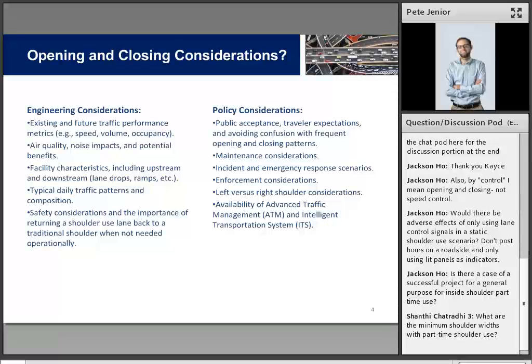Just as important as the engineering considerations are the policy considerations. The public and stakeholders need to accept part-time shoulder use. Facilities have a need for maintenance, incidents, emergency response. Law enforcement needs a way to conduct enforcement and also understand what the status of the shoulder is. All these things contribute to decisions as to whether or not to open and close a shoulder.